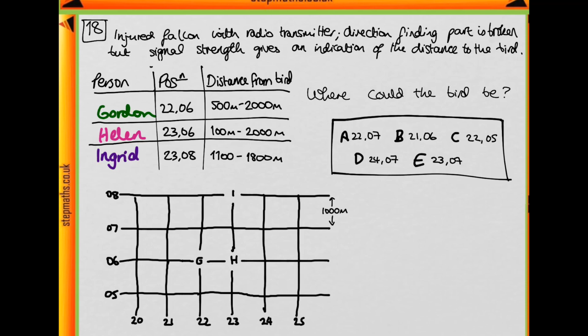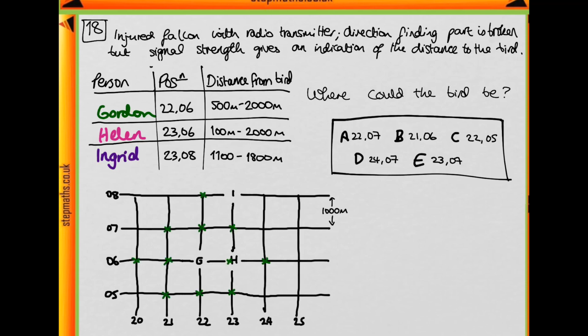So the first thing we're going to do is look at Gordon, and we put Gordon's position on here, which is 2206. And we know that Gordon can be 500 metres to 2,000 metres from the bird. So can you work out which potential points the bird could be at in relation to Gordon? Have a go at doing this now.